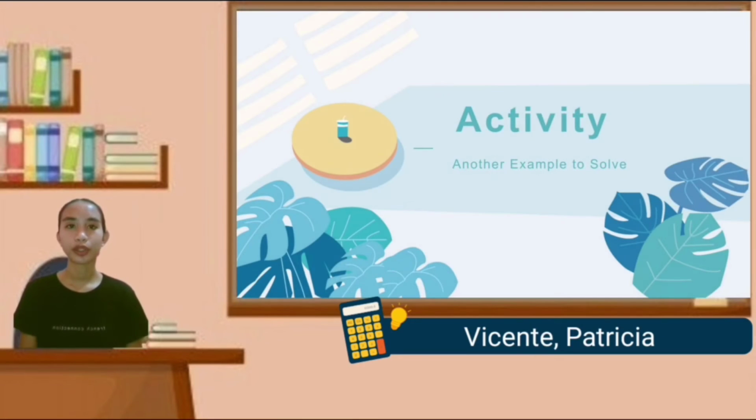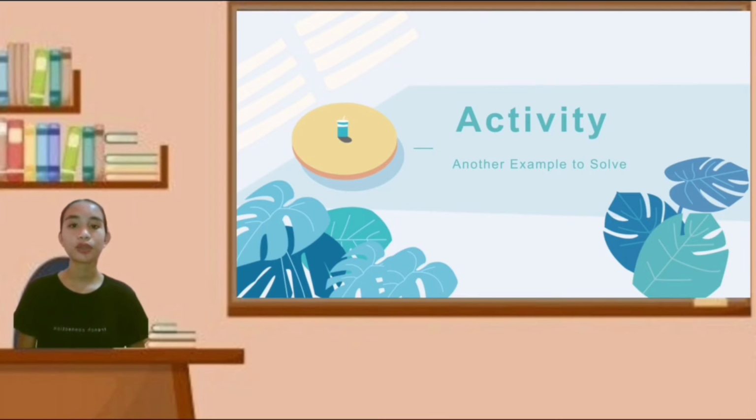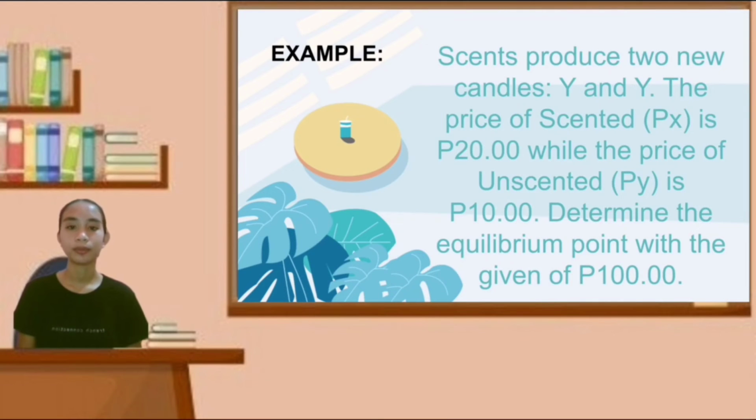From the previous reporter, you learned the step-by-step process of computing a CEP using a derivative. To help everyone understand it better, I'll go over one more example. In our example, Scent produced 2 new candles, scented and unscented. The price of scented is 20 pesos, while the price of unscented is 10 pesos. Determine the equilibrium point with a given income of 100 pesos.